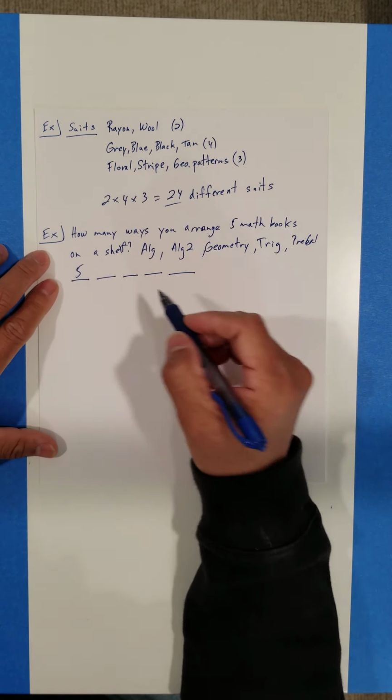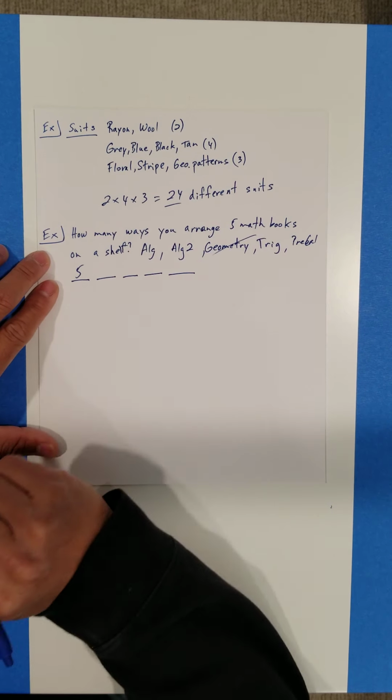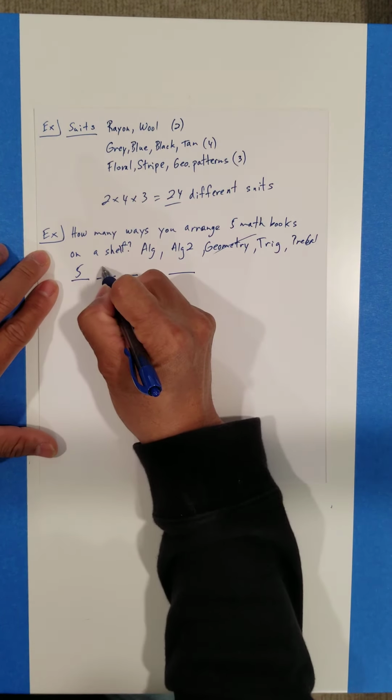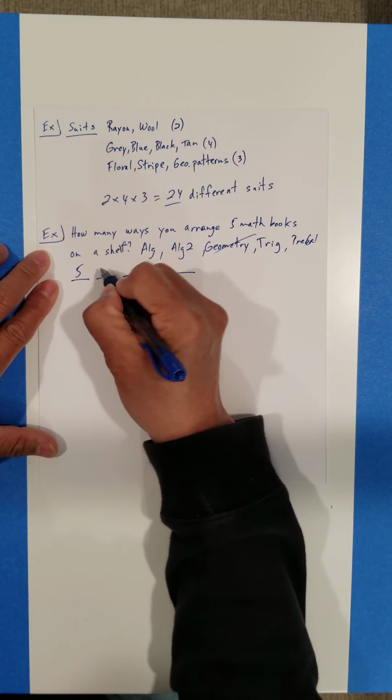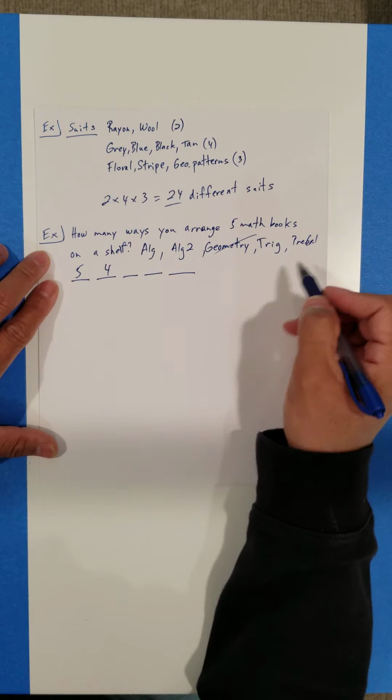Okay, so now let's say I put geometry first. Now it's on the shelf. Now I have 4 books in my hand, right? So that means for the second slot, I can put any of these 4. I can choose from these 4.